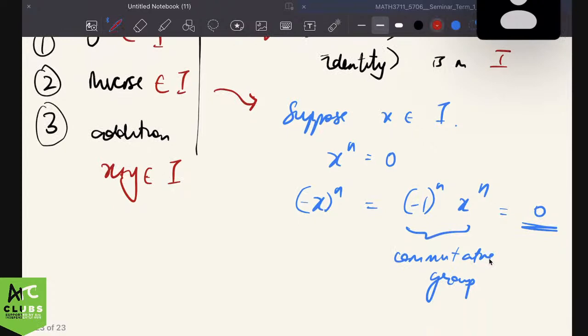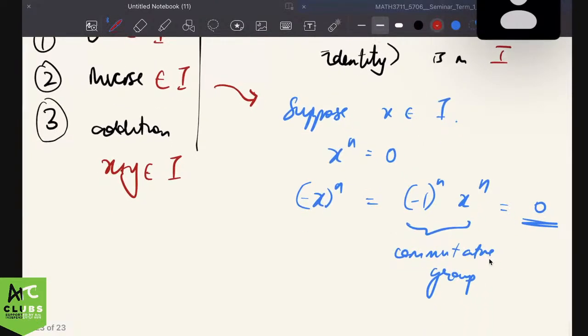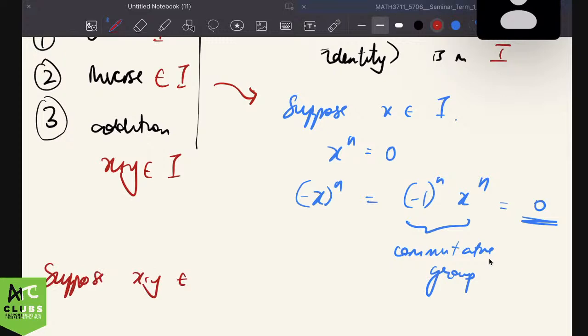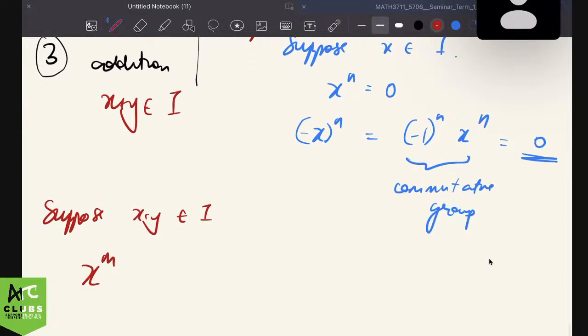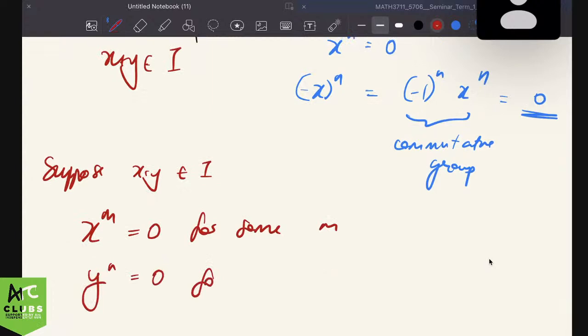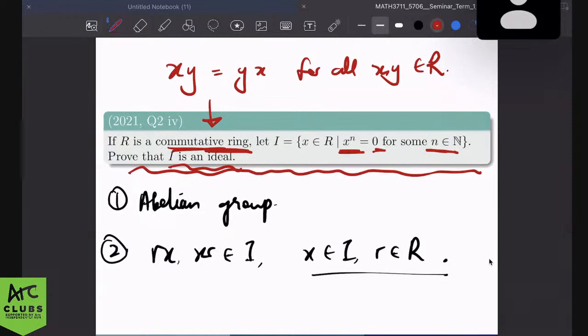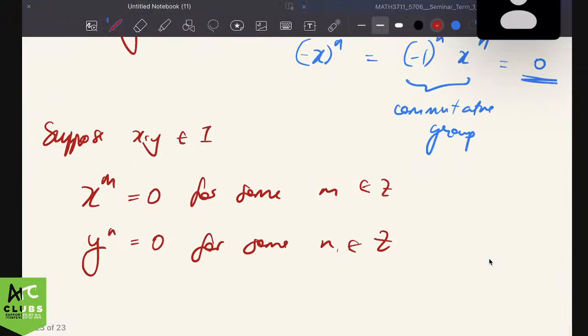What about addition? Right, so addition, we've got x plus y. So we need to be able to say, suppose x and y are in I. That means that x to the power of m is equal to 0 for some m, and also y to the power of n is equal to 0 for some n. And make sure you understand that in this case, they don't have to be the same, because all we need to know is that x to the power of n is equal to 0 for some integer. They can be different integers with different elements, but we've got x to the power of m and y to the power of n.